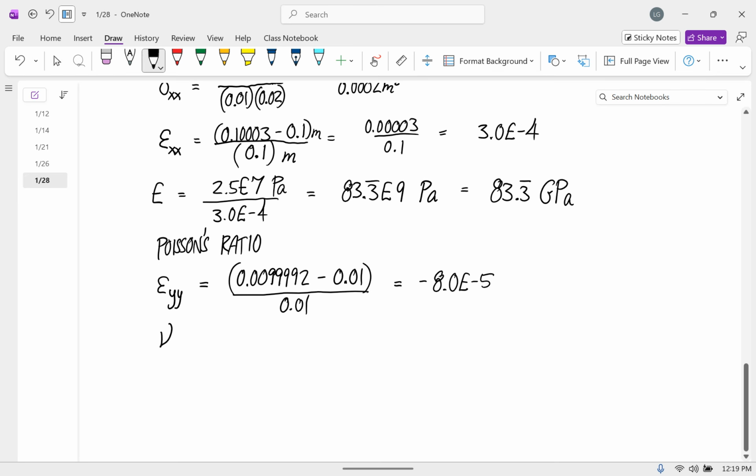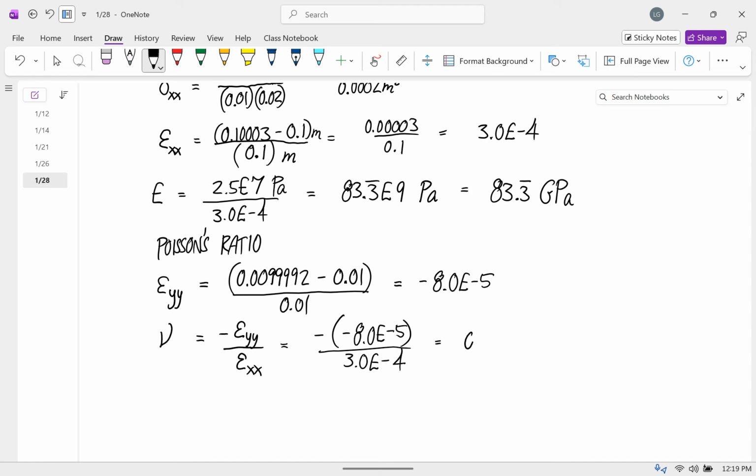Now the Poisson's ratio is negative EYY, that could be EZZ too, divided by EXX. And so we have negative 8.0 times 10 to the minus 5 divided by 3.0 times 10 to the minus 4. And we get a Poisson's ratio of 0.26 repeating.